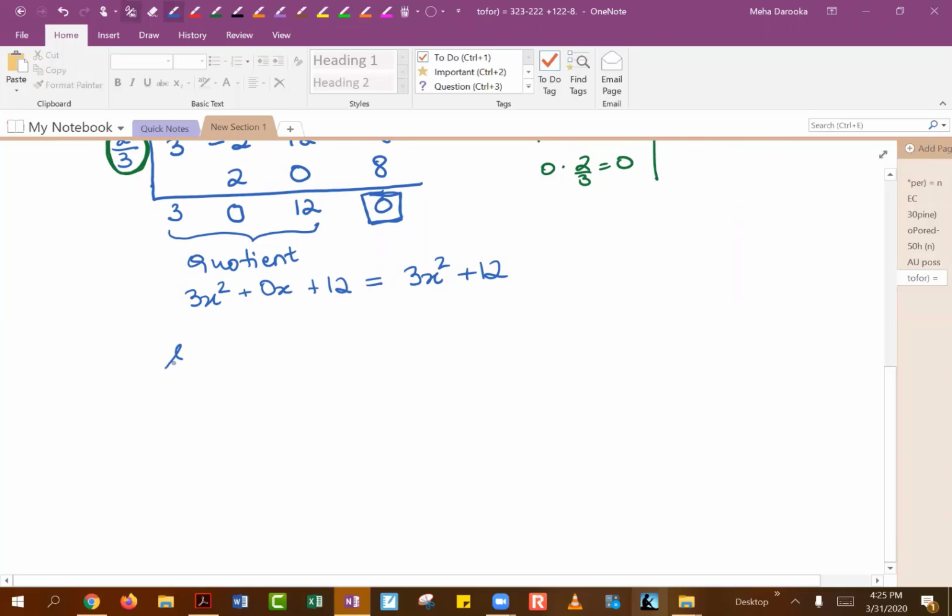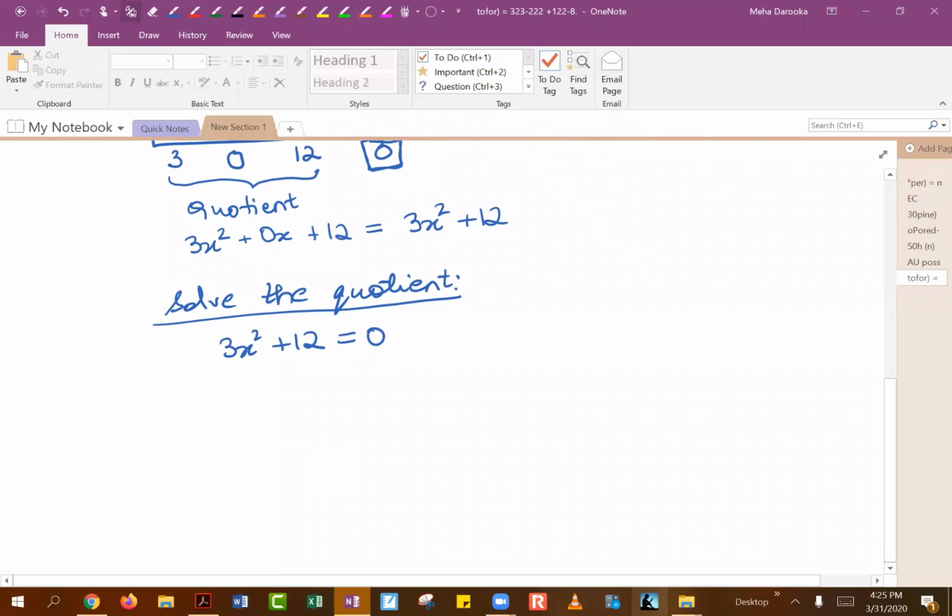So we are going to take our quotient and try and solve it. So let's solve our quotient. So that's 3x squared plus 12. And since we're trying to find the zeros here, basically set this quotient equal to 0. So the first thing you're going to do is start by moving that 12 to the other side, just like you're solving an equation. You get 3x squared equals negative 12. And then we want to get x by itself, or in this case, x squared by itself. So divide by 3.